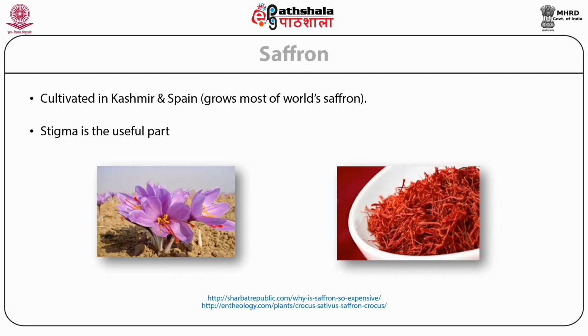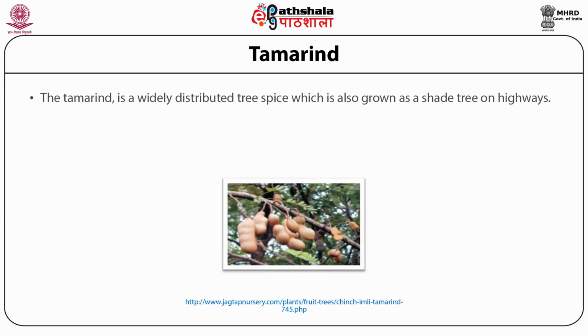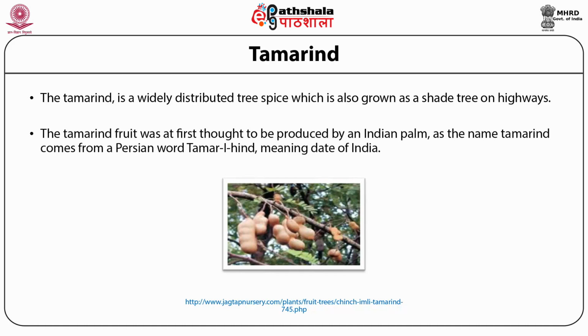Tamarind. The tamarind is a widely distributed tree spice which is also grown as a shade tree on highways. The tamarind fruit was at first thought to be produced by an Indian palm, as the name tamarind comes from a Persian word, tamar-i-hind, meaning date of India.